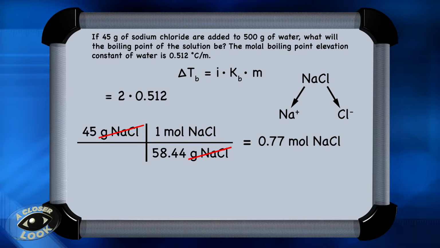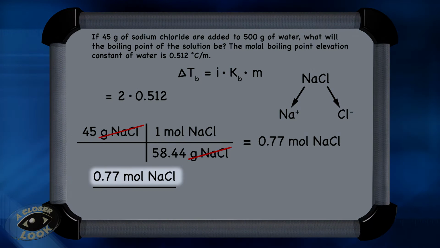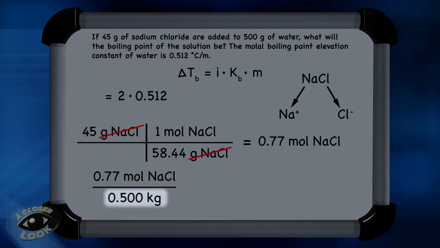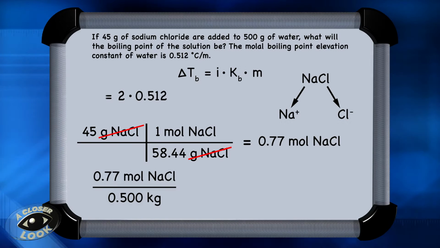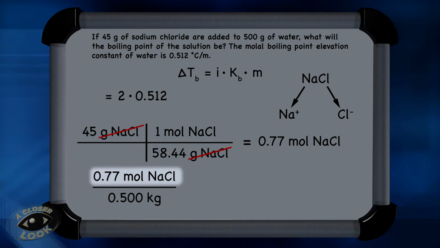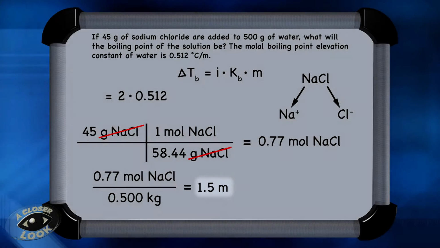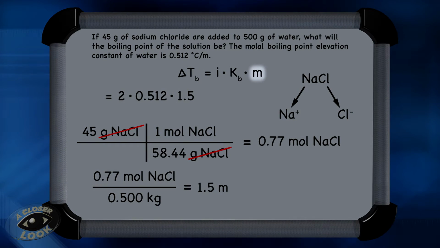For molality, we need to divide the moles of solute by the kilograms of the solvent, which is the water. We take the 0.77 moles of the sodium chloride and put that over kilograms of solvent. 500 grams of water was given to us in the problem. And if we convert that to kilograms by moving the decimal 3 places to the left, we have 0.500 kilograms. And so when we take the 0.77 and divide it by 0.500, we find the molality of this solution is 1.5. We bring the 1.5 up here to our equation and we plug it in for molality.